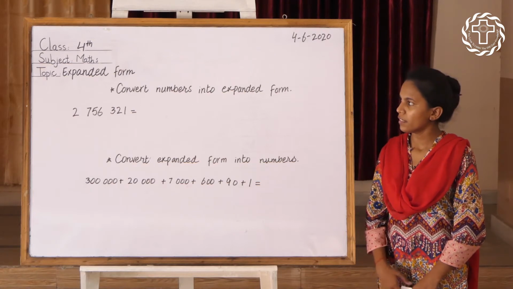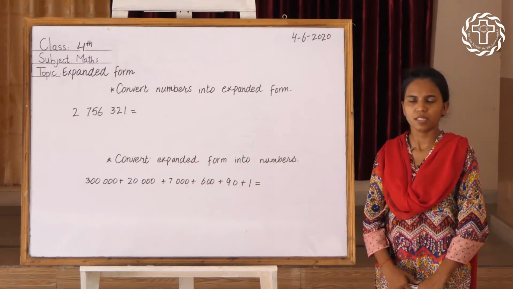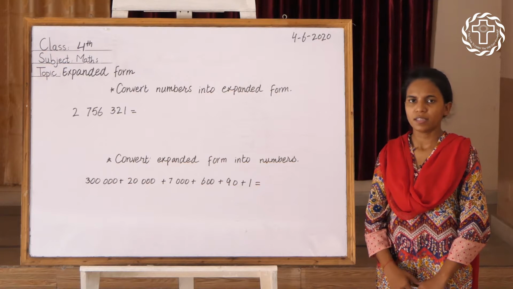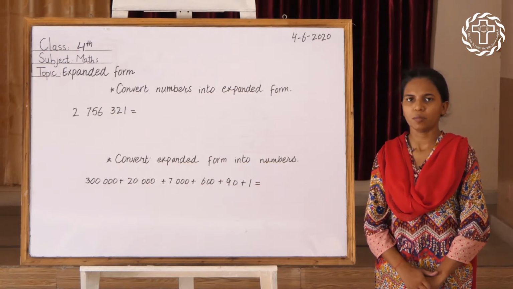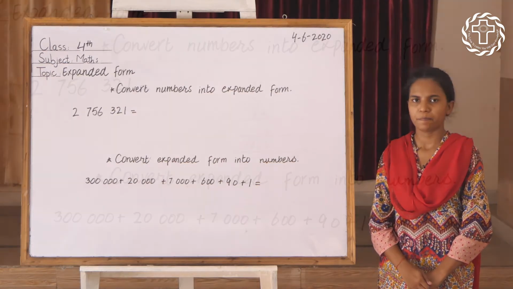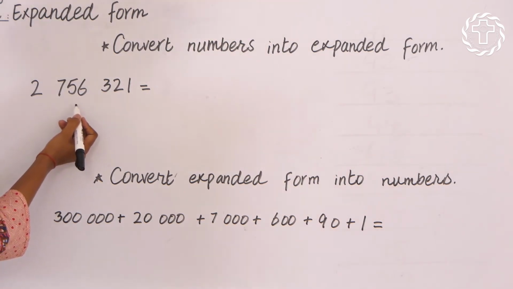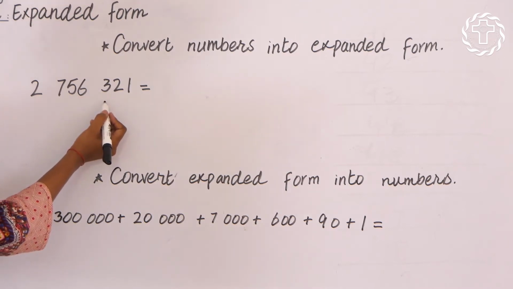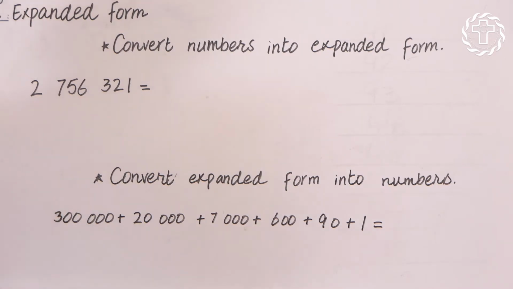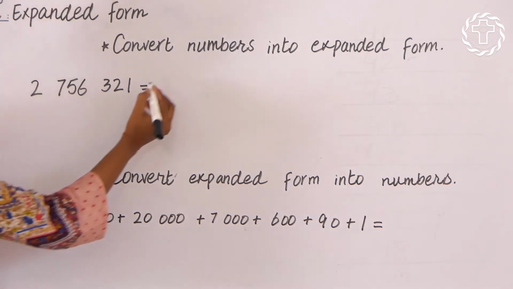Today we will learn how to convert numbers into expanded form and how to convert expanded form into numbers. First of all, we will learn how to convert numbers into expanded form. This number is 2,756,321. So first we will write 2 as it is.